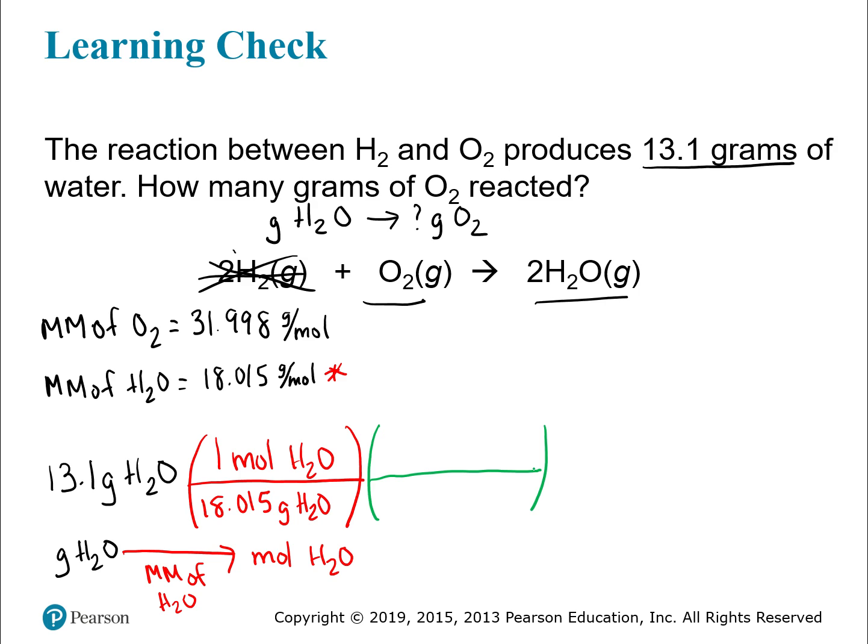The next part of our equation, we need a mole-mole factor. That way we can go from moles of water to moles of oxygen. We're going to put the number of moles of water on the bottom, and again, that's from the chemical equation. There's a 2 in front, so we write that as 2 moles of water. With the oxygen, there's no coefficient, so we write that as a 1.